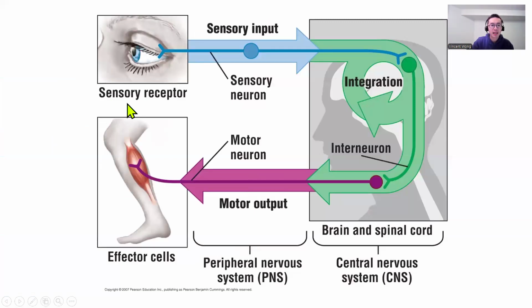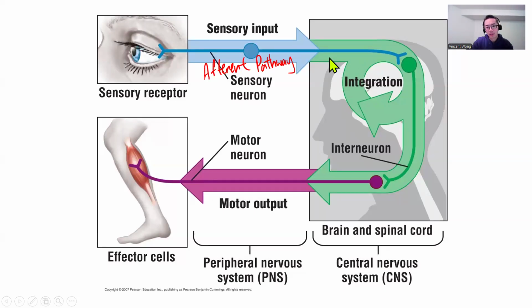Let's say you are driving and you see a squirrel crossing the road. So that sensory information is picked up by your eyes. Your eyes have photoreceptors in them to allow you to see things, right? To be stimulated by light. And a sensory neuron will carry that sensory information to your central nervous system. So again, this is going to be your afferent pathway.